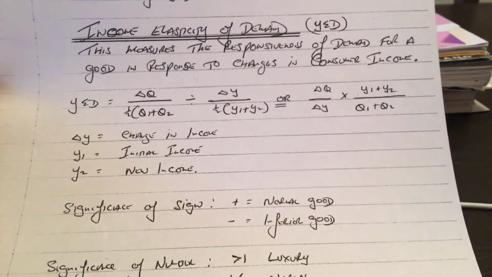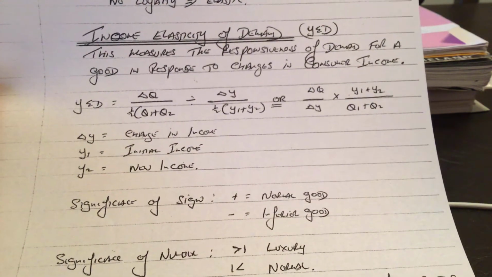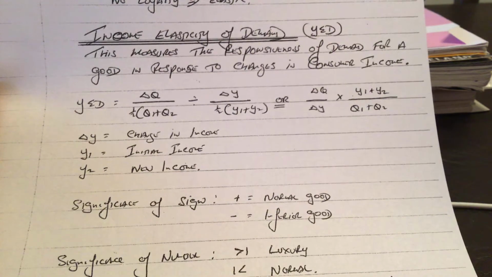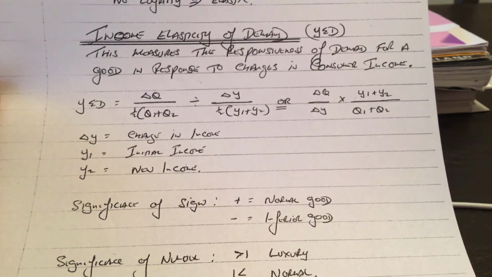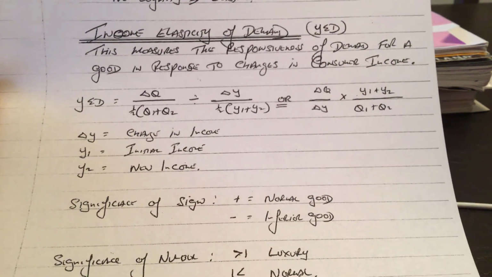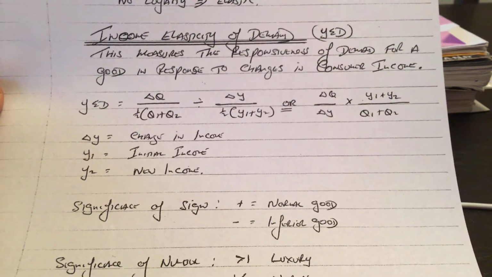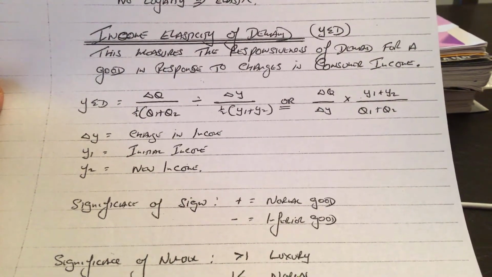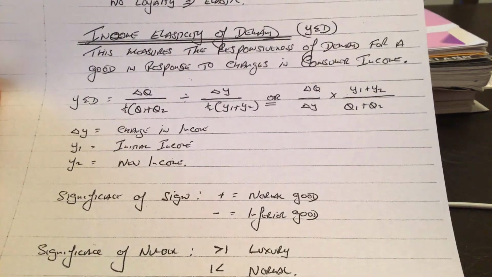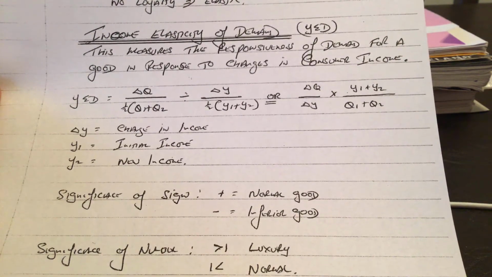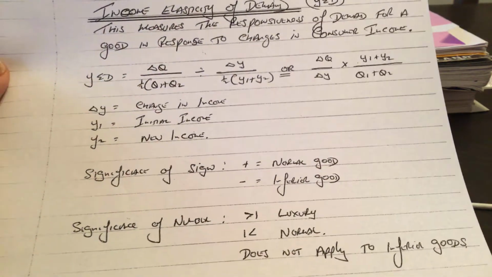Now we're going to look at income elasticity of demand. This measures the responsiveness of the demand for a good in response to changes in consumer income. Now the formula is delta Q, a change in the quantity demanded, over half the original quantity plus the new quantity, divided by the change in income, that's delta Y, over half the original income plus the new income, or delta Q over delta Y multiplied by Y1 plus Y2 over Q1 plus Q2. Now that particular formula is in the maths tables.